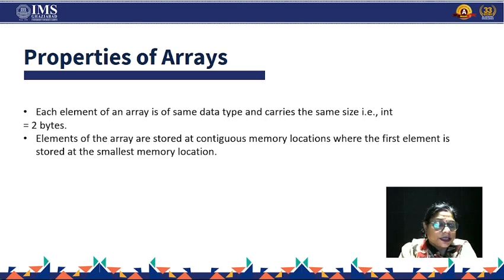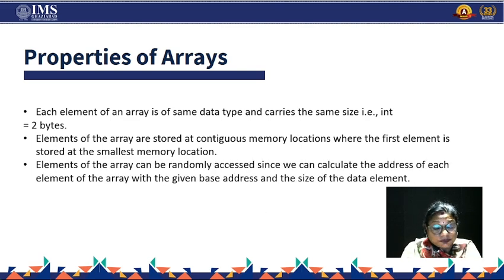If we declare it as the integer data type, so from 101, the integer data type, integer means 2 bytes. The next contiguous memory allocation will be 103. If we talk about the float, float occupies 4 bytes. That means the next memory location will be 101 plus 4, that is 105. So that is known as the contiguous memory location.